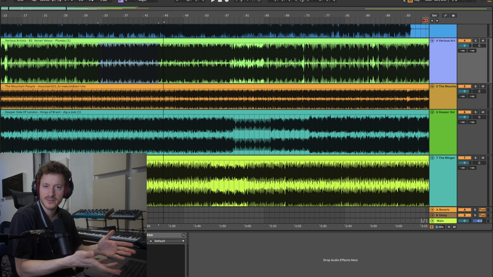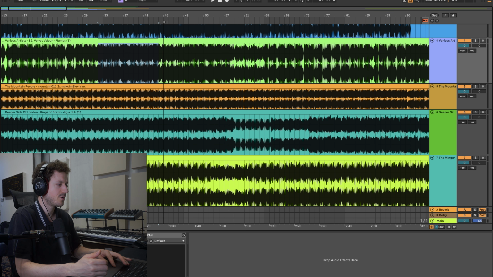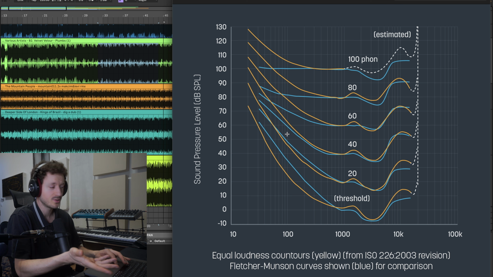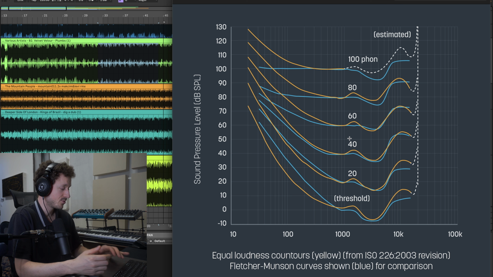And that's kind of what LUFS is trying to take into account, because different frequencies are perceived louder than others by our ears. And there's quite a bunch of science behind that, which we can take a quick look at. Usually you will find this graph if you look into loudness counters and psychoacoustics about loudness. And this curve is called the Fletcher Munson curve.